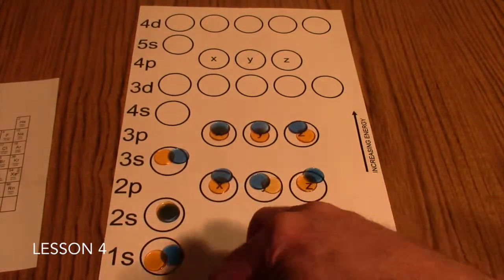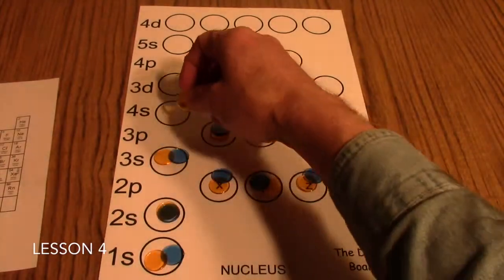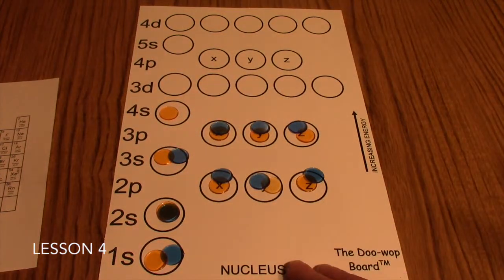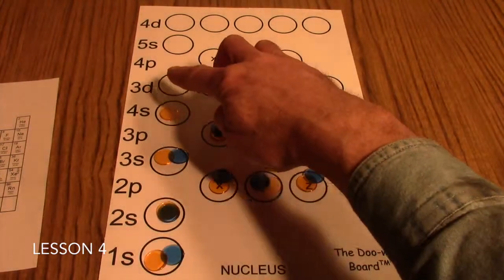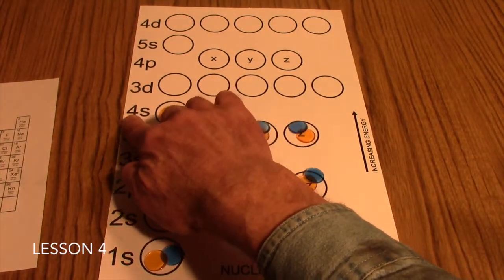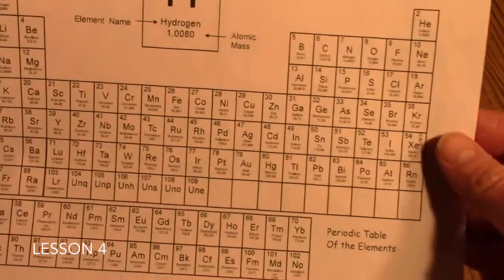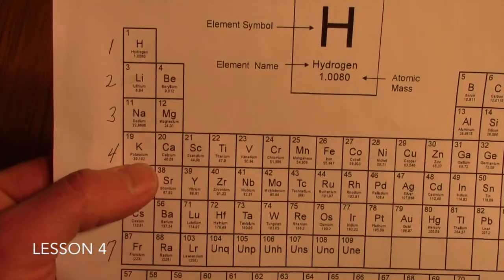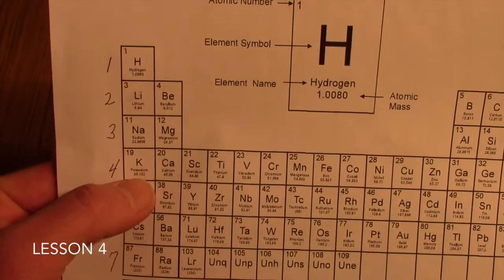It doesn't matter which color, we're just going to take one more and we're going to drop it right there. So now we've got our total 19 electrons, and sure enough, we made it to the fourth layer out here. Potassium, if we look on our chart, it goes clear to that fourth layer there. Let's read our board now.